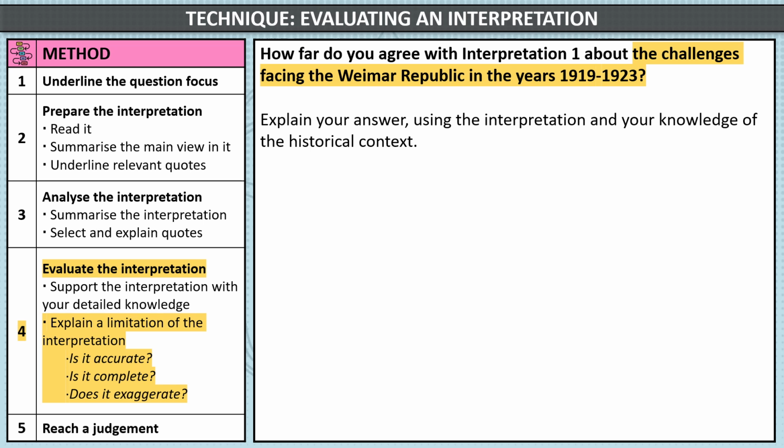Part of evaluating means also considering whether there are any limitations of the interpretation. An interpretation may have three limitations. Firstly, the interpretation may not be accurate. This means it may contain something which is not true or which is wrong. Secondly, the interpretation may not be complete. This means it may have left out something important about the topic. Thirdly, interpretations may exaggerate. This means they may have overstated the importance of something.